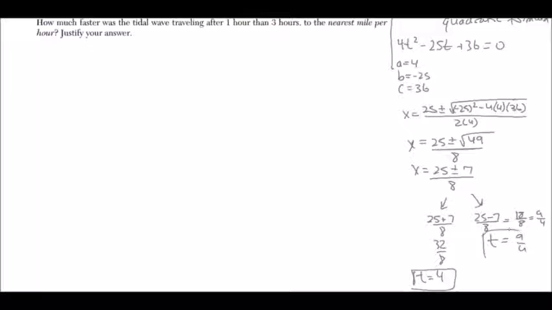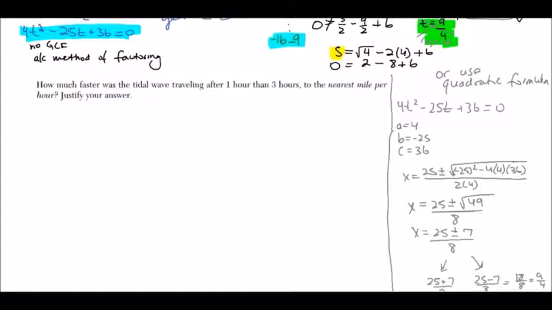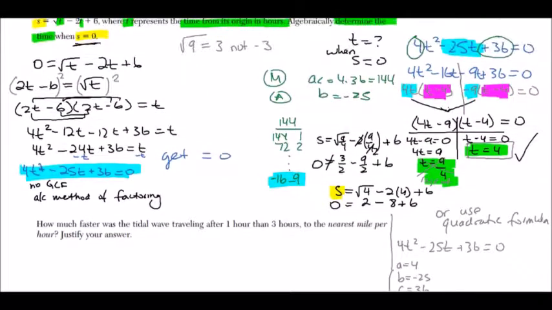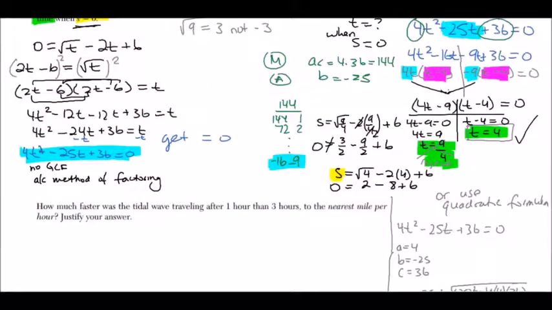And you would still have to go through the process of rejecting this answer and only accepting t equals 4. So that doesn't change. This just helps you solve for those solutions in a different way. Either way is perfectly fine as long as you remember to test the solutions at the end for the rejection.